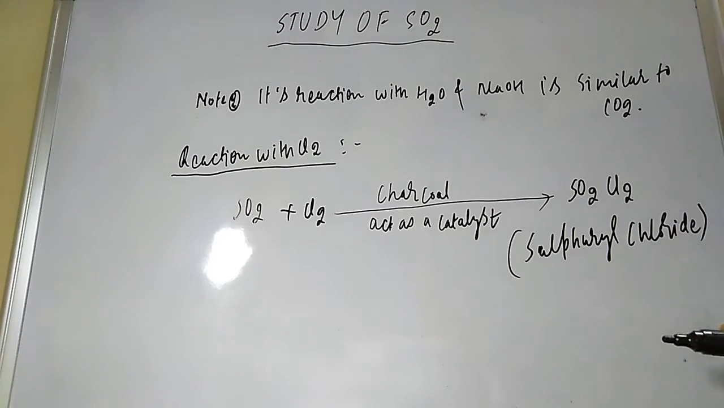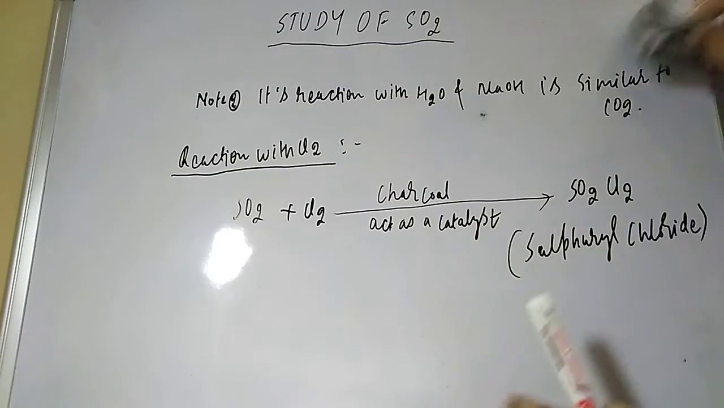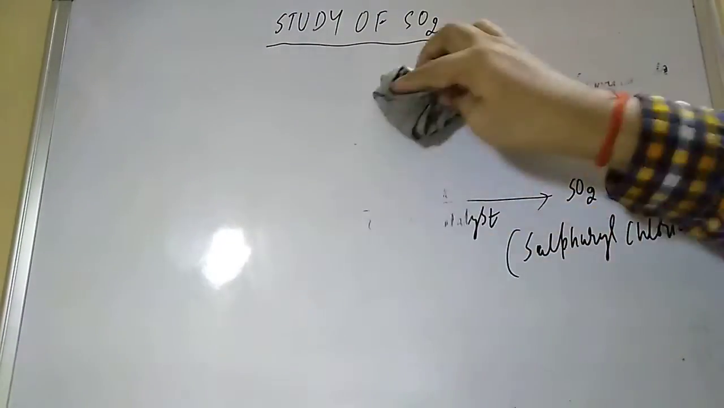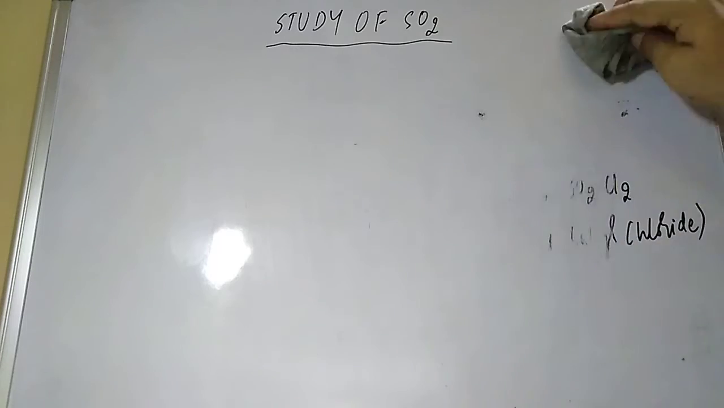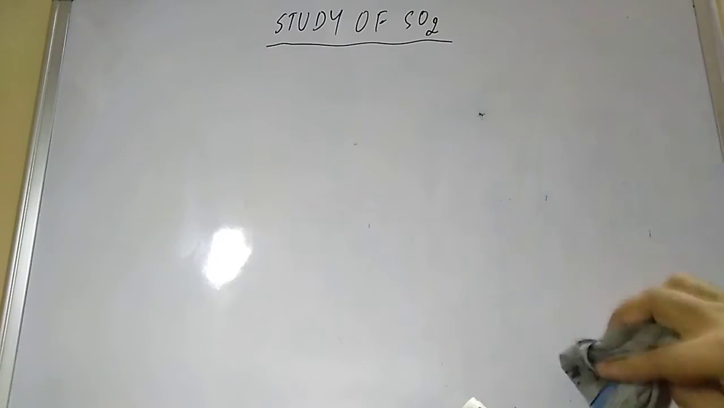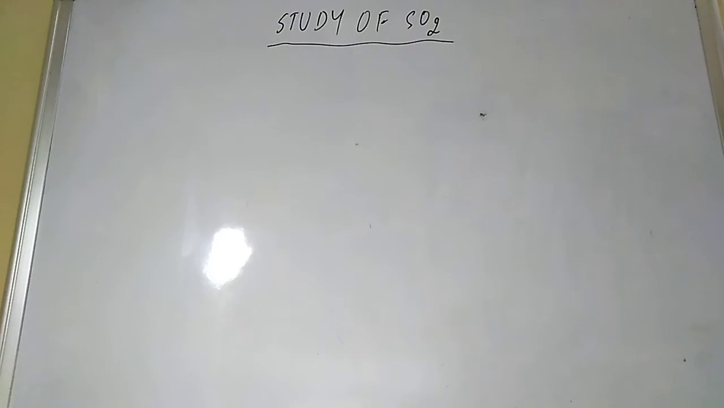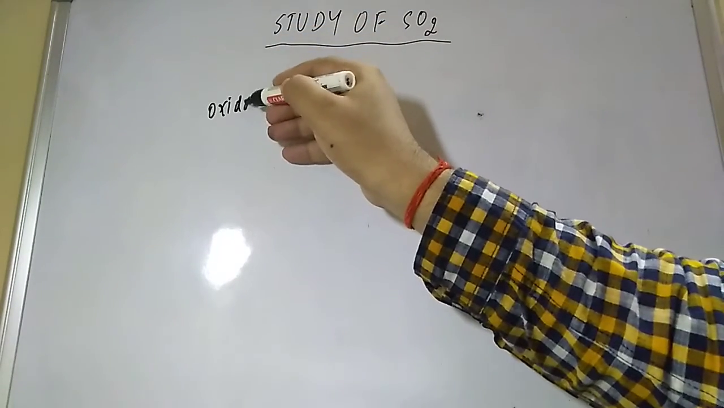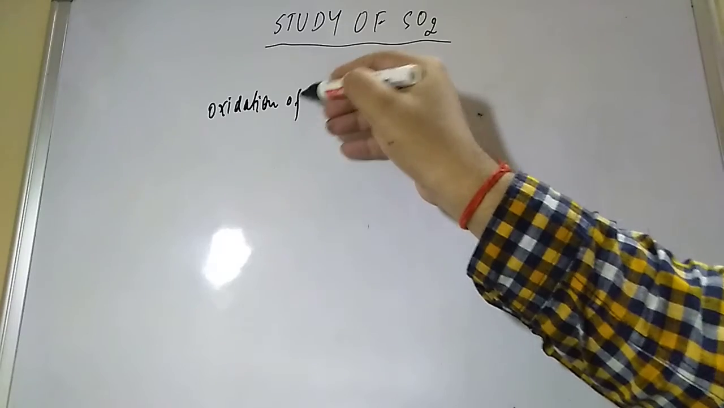Now let us move to some other chemical properties. Very few chemical properties are left. Next one is oxidation. The meaning of oxidation is reaction with oxygen, or an increase in the oxidation number. When sulfur dioxide reacts with oxygen, it will give sulfur trioxide.